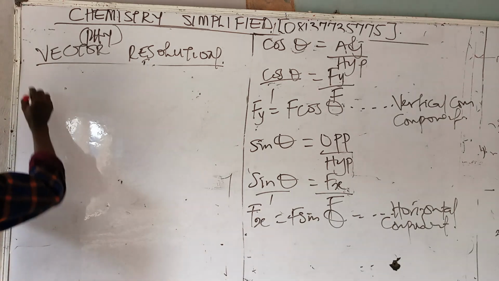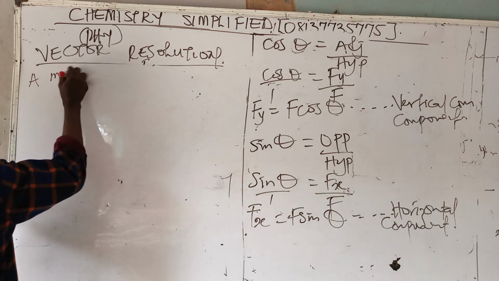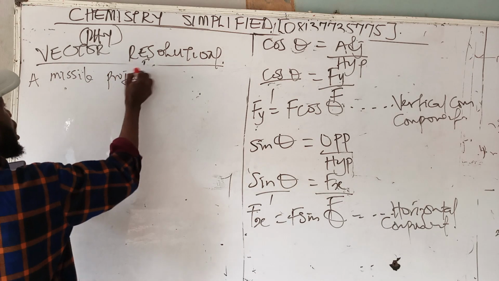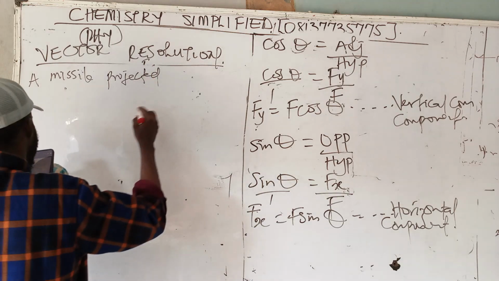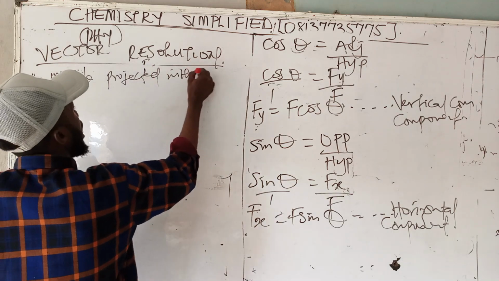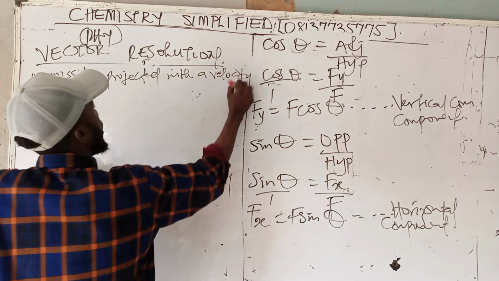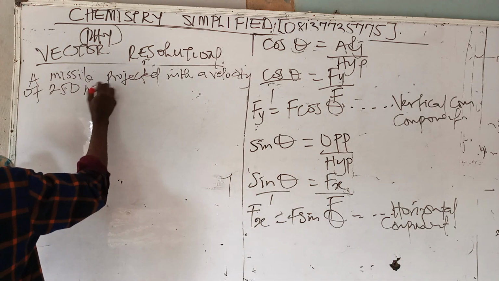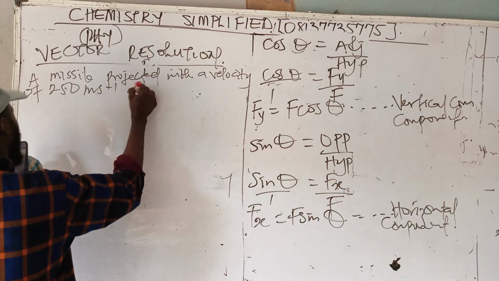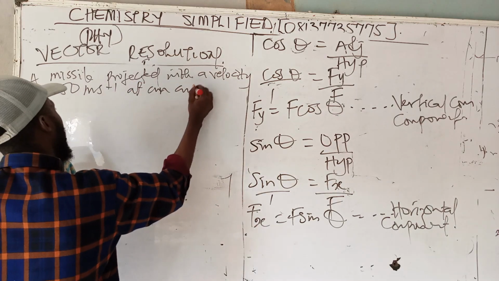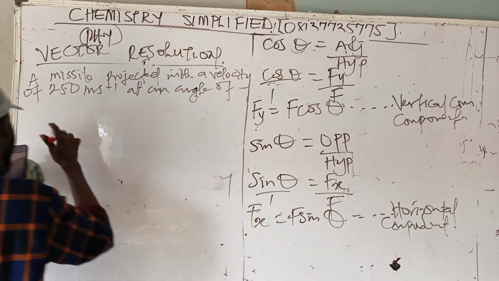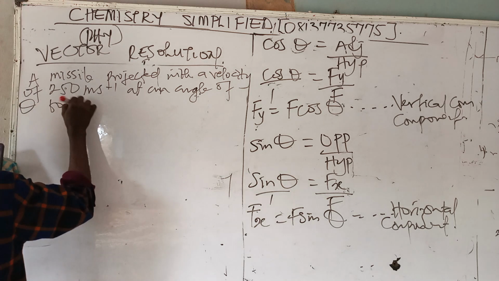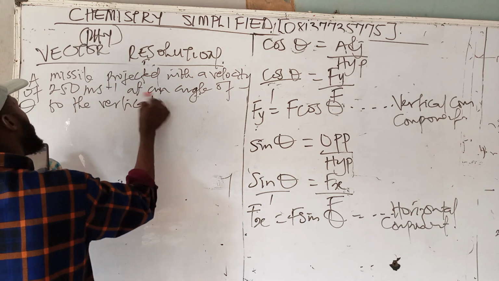So you have a missile projected with a velocity of 250 meters per second at an angle of theta to the vertical.